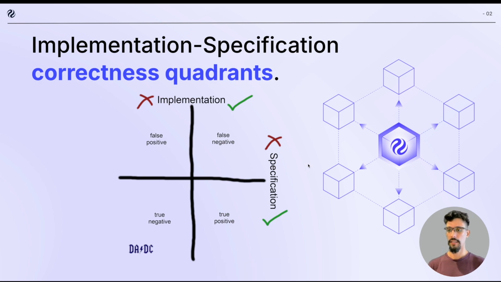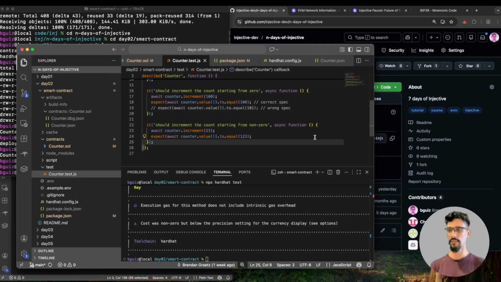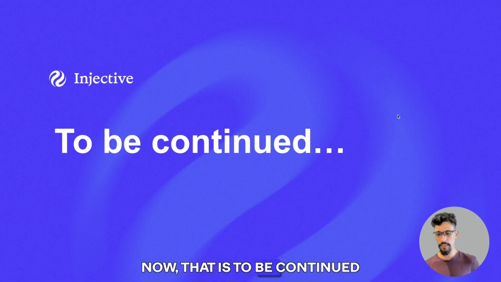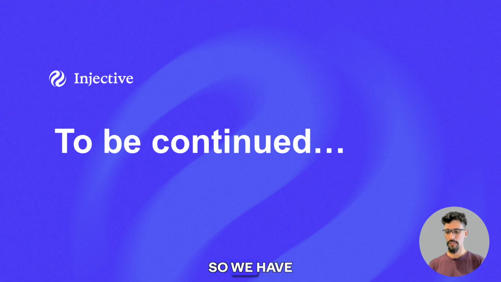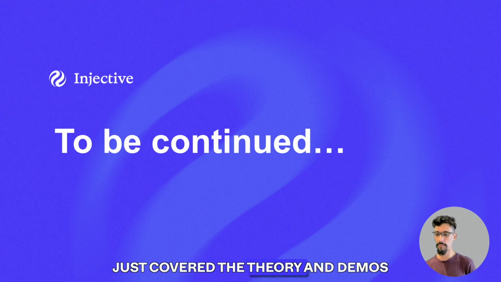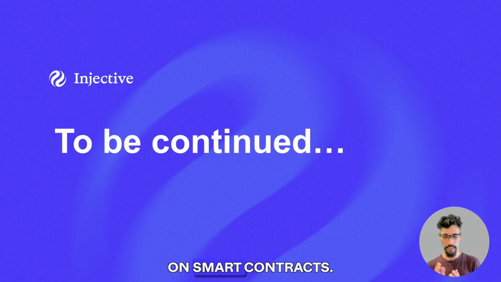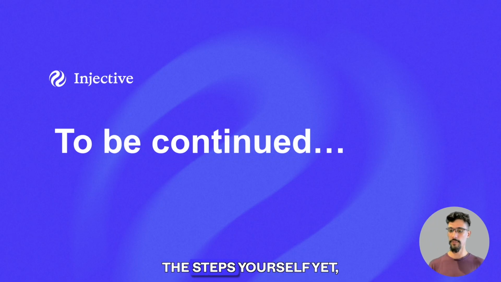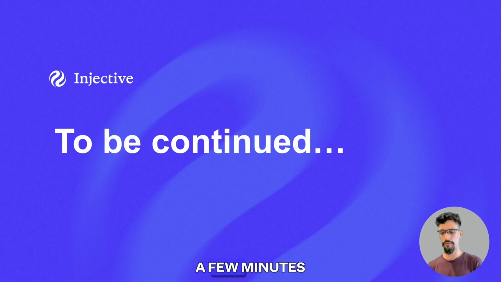All right. Now let's take a look at deploying EVM bytecode, I should say. That is to be continued in the next video, right? So we have just covered the theory and demos for the first half of day 2 on smart contracts. If you haven't gone through the steps yourself yet, please be sure to do so now before continuing to the next video. They'll only take a few minutes to complete.